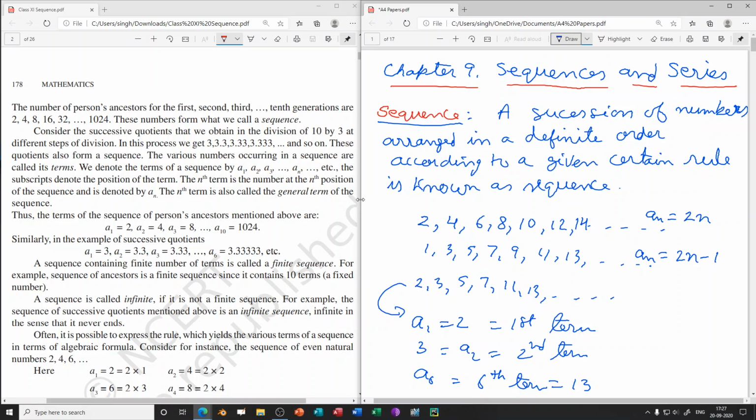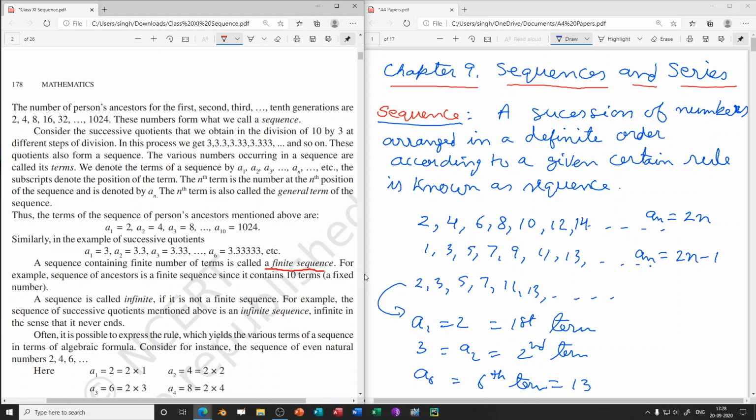So when we are able to write the formula for the general term of the sequence, it is known as a progression. So now let us go more in this one. Here we are having a sequence containing a finite number of terms, called a finite sequence. So what is a finite sequence? Suppose we limit till here only.